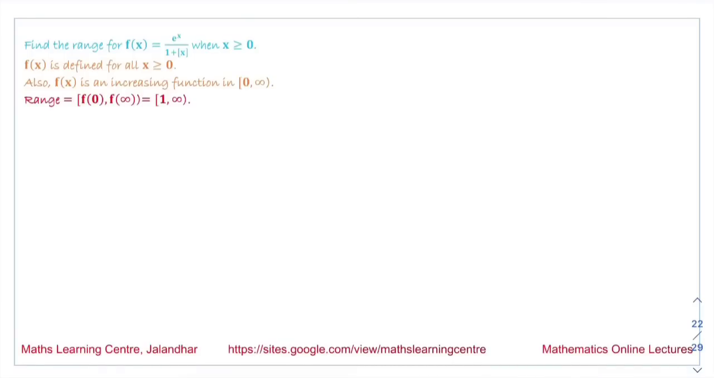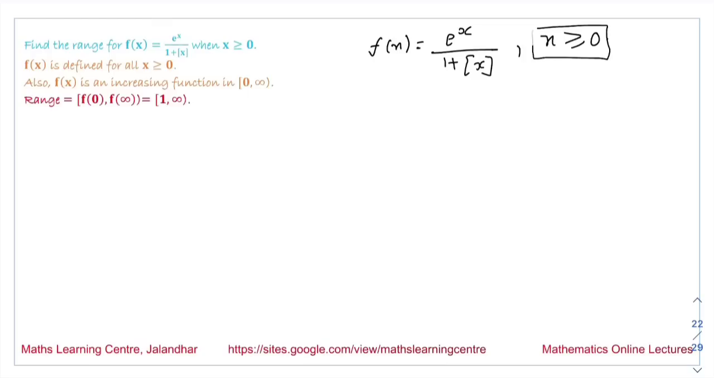Next we have to find the range of the function f(x) is equal to e raised to the power x over 1 plus greatest integer of x, when x is greater than or equal to 0. So it is given that x is greater than or equal to 0, which means the domain of this function is all non-negative real numbers. Now e raised to the power x is greater than or equal to 1 because x is greater than or equal to 0. And the greatest integer function of x is also greater than or equal to 0. This implies 1 plus greatest integer of x is greater than or equal to 1.